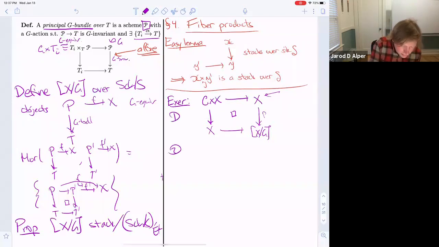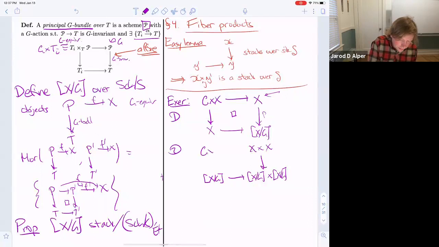The second is another nice diagram. If I take the diagonal of X mod G into X mod G cross X mod G, then the fiber product is G cross X.